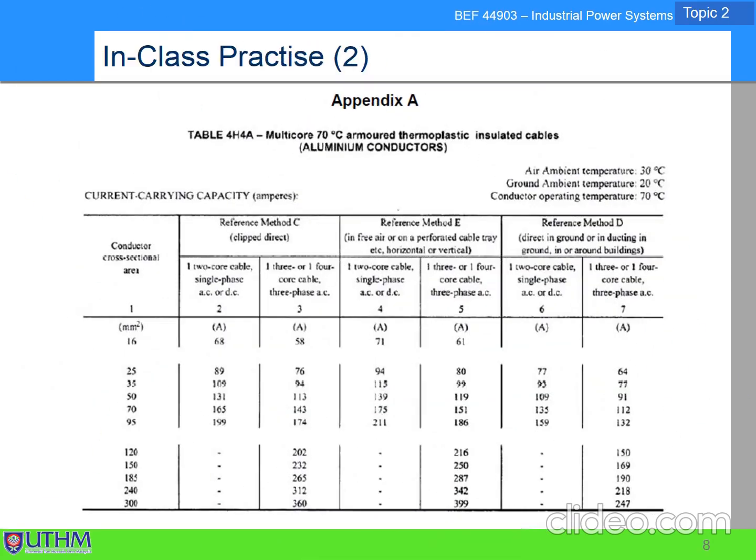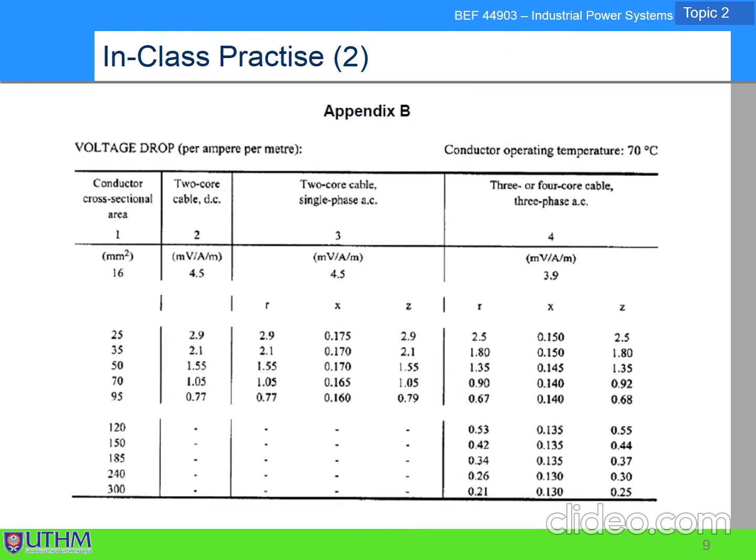Okay, this is appendix A. This one is for current carrying capacity. This is the size, you can see here. Okay, this is appendix B. This one is for voltage drop. We can see here this is the size and this is the MVA value for different types of cable. This one for 3-phase and this one for single phase.